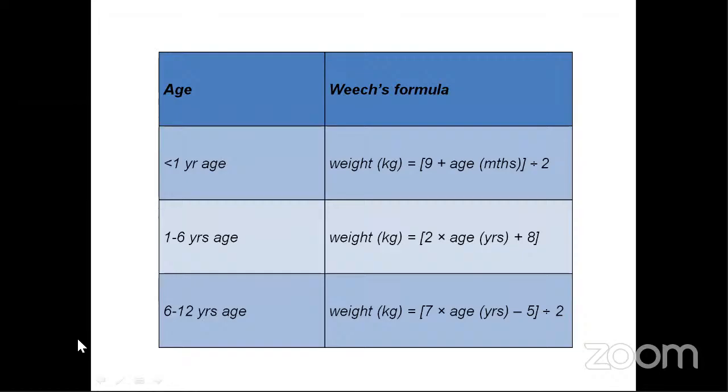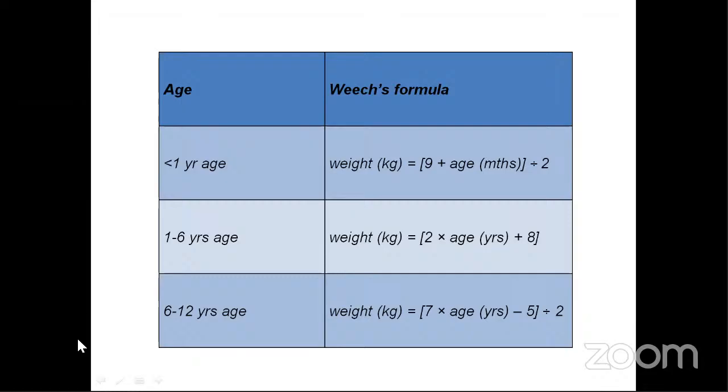There is a formula to calculate the age appropriate weight. If you remember this formula, it is easy to calculate for any age given. For less than 1 year, the weight in kgs is 9 plus age in months, whole divided by 2. For 1 to 6 years, it is 2 into age in years plus 8. Please remember, less than 1 year, it is age in months, and 1 to 6 years, it is age in years.